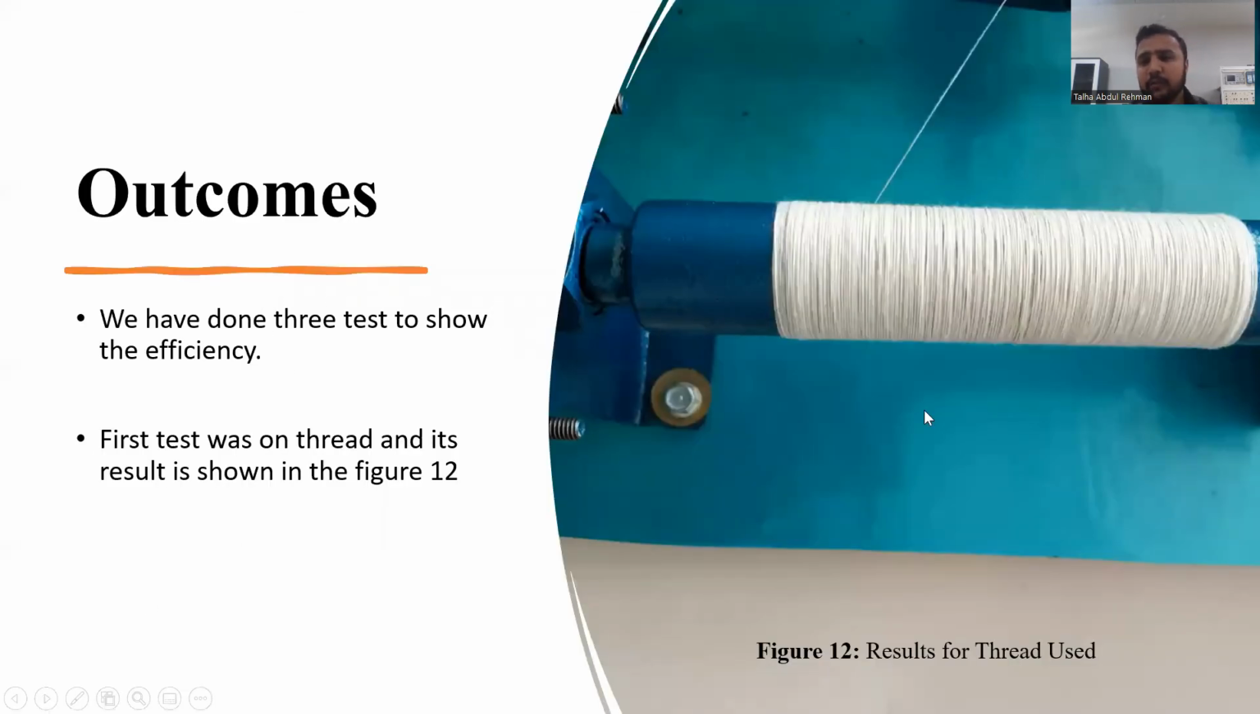And these are the outcomes of our project. We have done 3 tests to show the efficiency of the project. First is the result for thread. First of all, we used thread to show whether our machine is working correctly or not. The first test was on thread, and its result is shown in figure 12, and we can see from the figure that the result is satisfactory and the winding is done properly.